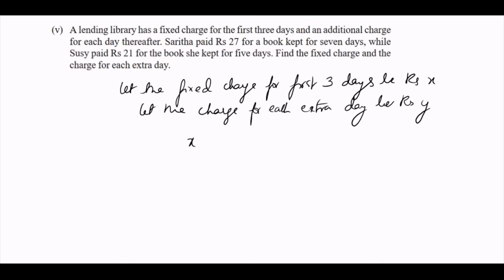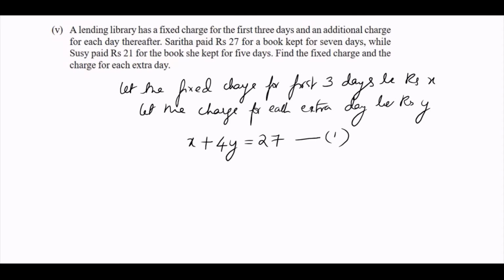So the equation will be x plus 4 into y, that is 7 minus 3, that is 4. So 4 into y, rupees y for each extra day. So x plus 4y is equal to 27. That is the total money she paid for keeping the book for 7 days. That is the first equation.